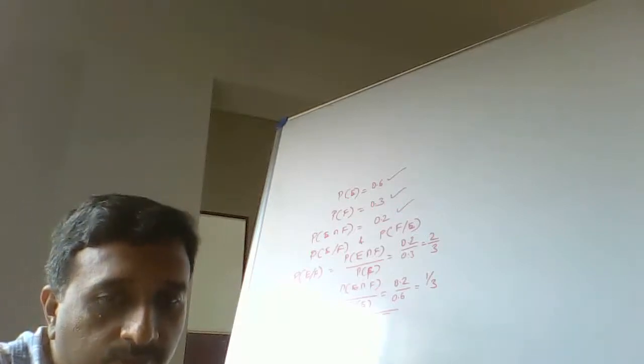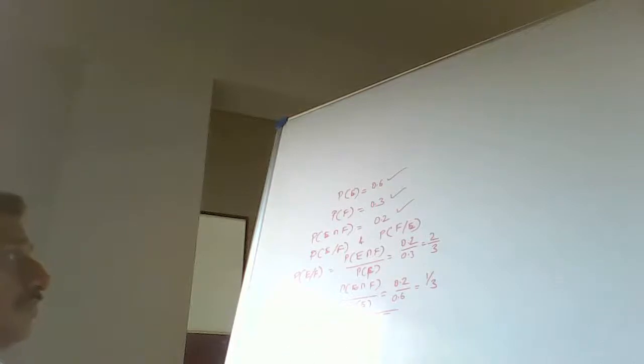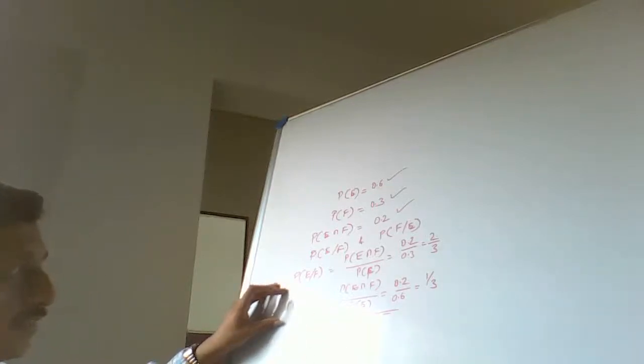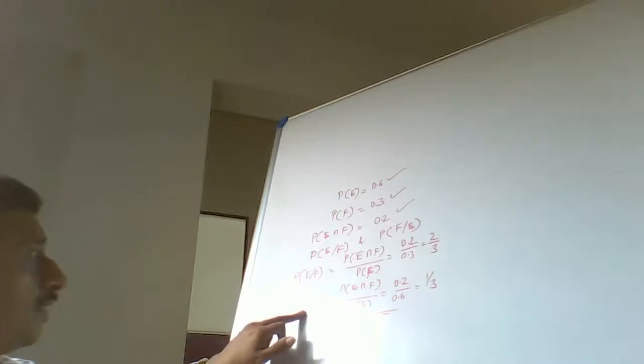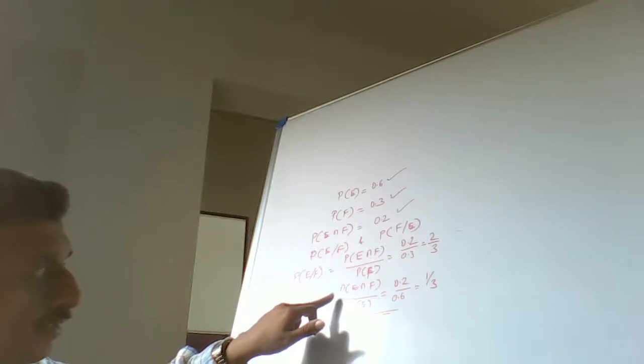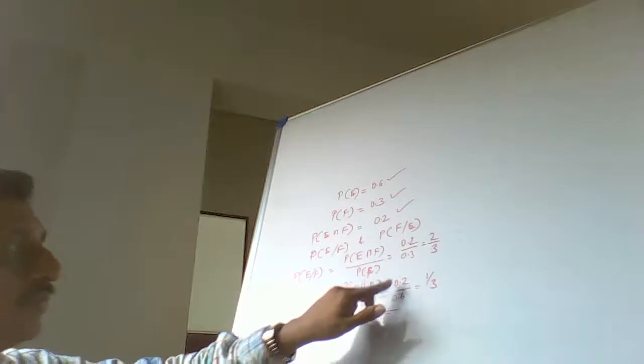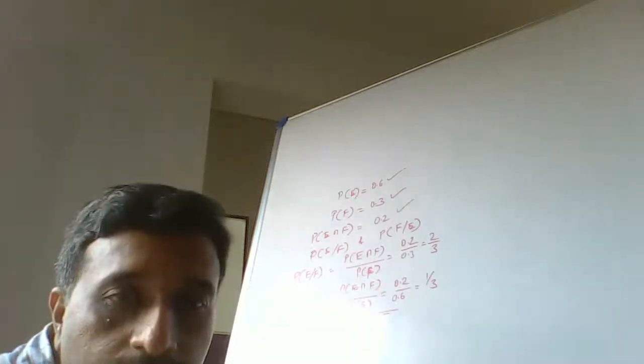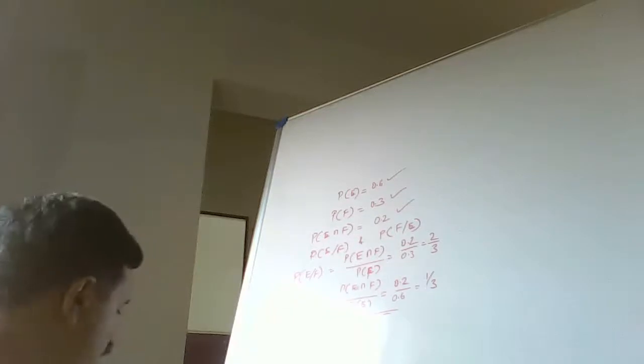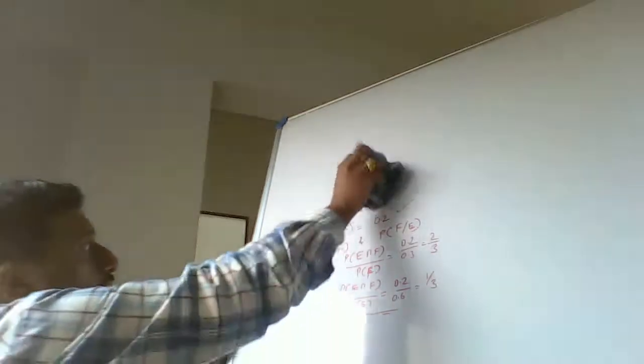Okay. Let me explain you once again the last one. This is conditional probability. Now, given E, P of F given E, the formula is P of E intersection F divided by P of E, which is 0.2 divided by 0.6. Okay, so which is 1 divided by 3. Okay, let us move on to next problem.